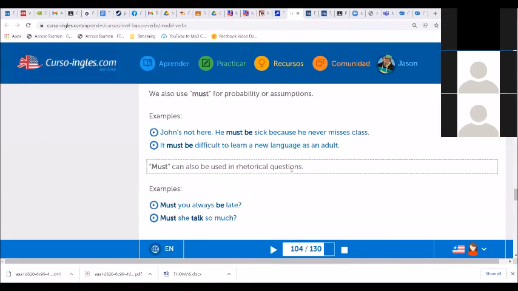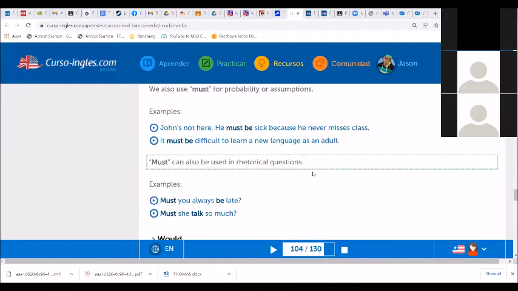You also use it for what we call rhetorical questions. You don't expect the person to answer, but you want to make a point. Must you always be so late? Very exasperating. Must you talk so much? Must is also used for rhetoricals.